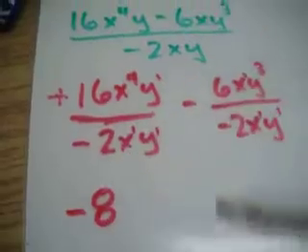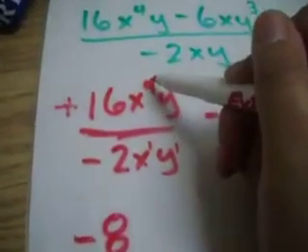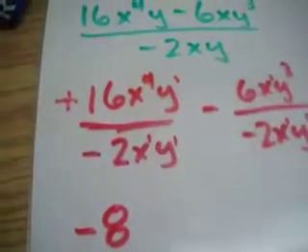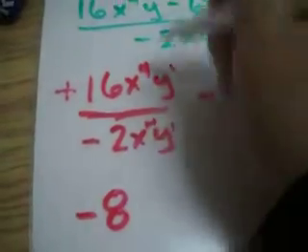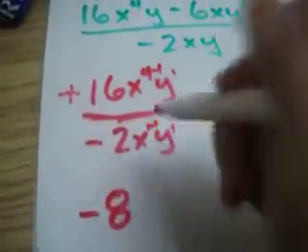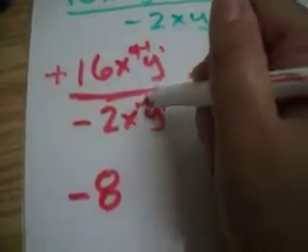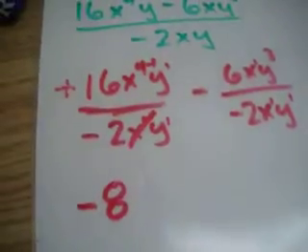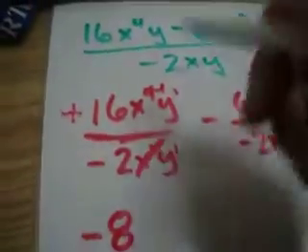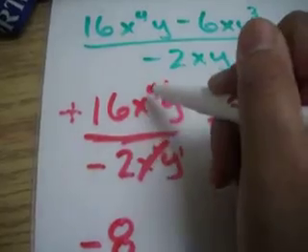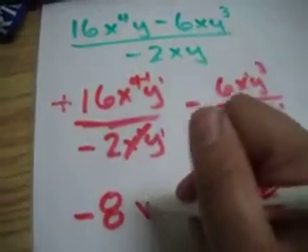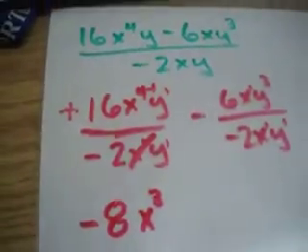Okay, now let's look at the x's. I have an x^4 in the numerator, x^1 in the denominator, so I'm going to subtract 1 from both. I'm subtracting by the smaller exponent. That cancels out the x in the bottom because 1 minus 1 is 0. But in the top I have x^4 minus 1, that's x to the 3.